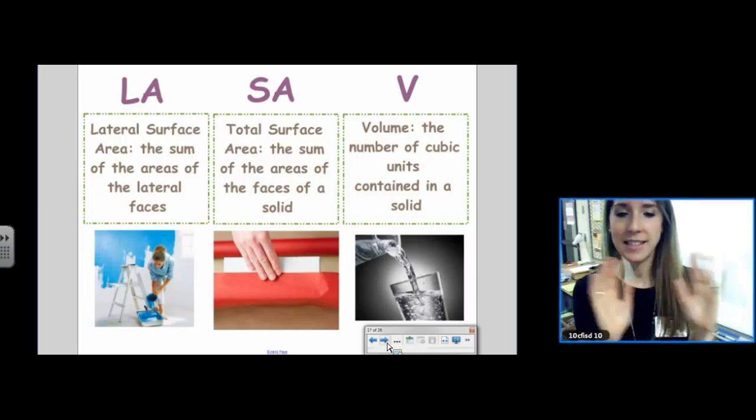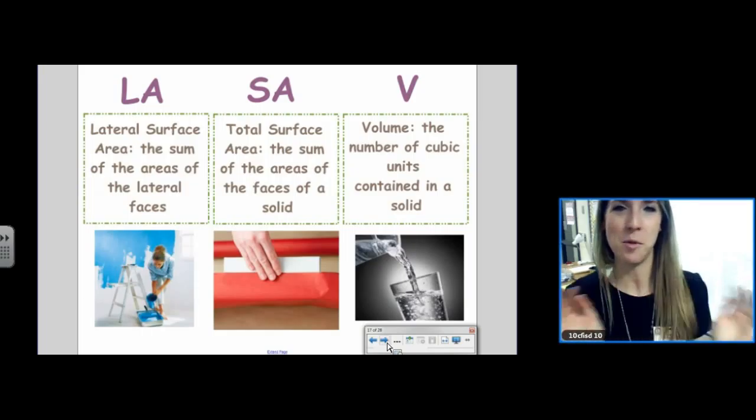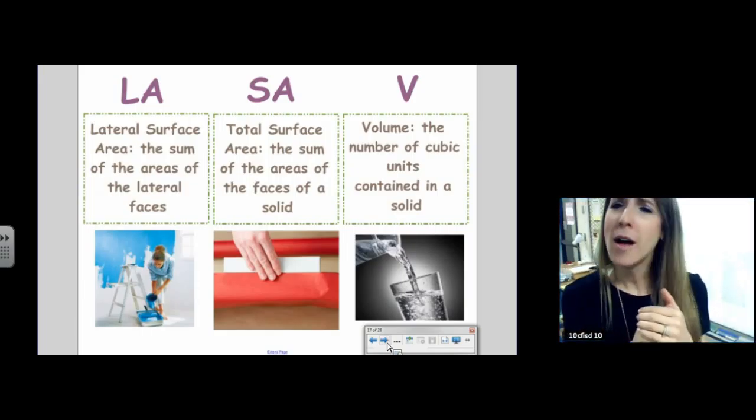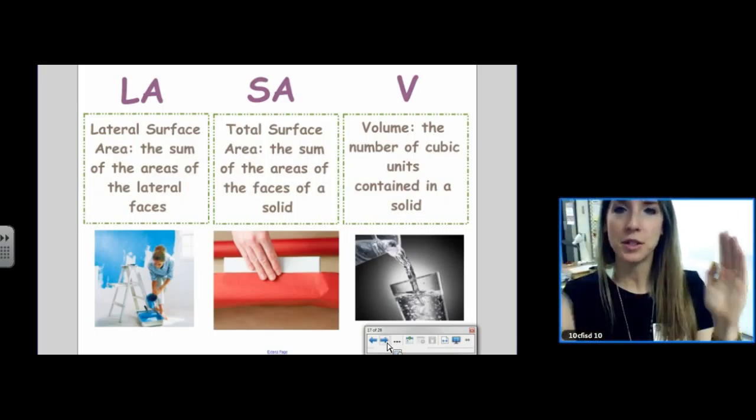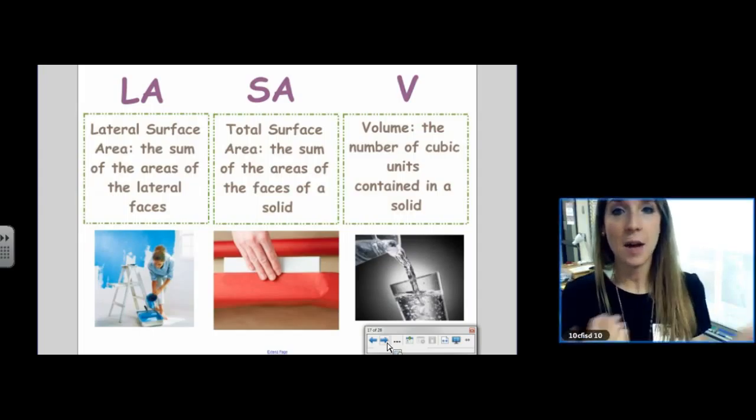Another time is the good old soup can label thing. I want to put a label on a soup can. Well, I'm not going to put the label on the top or the bottom, so I would want the lateral surface area of my can to see how big that label needs to be.